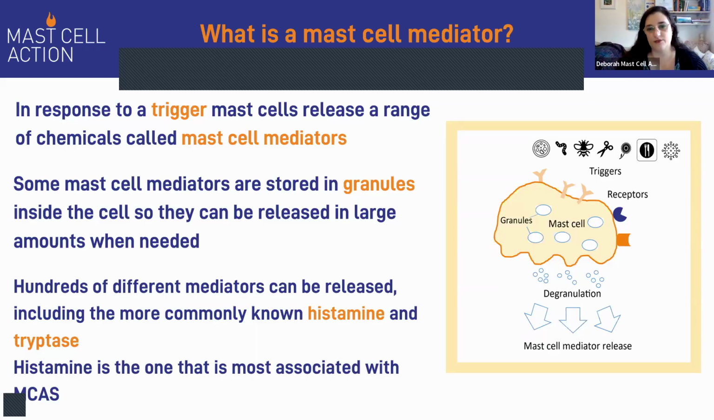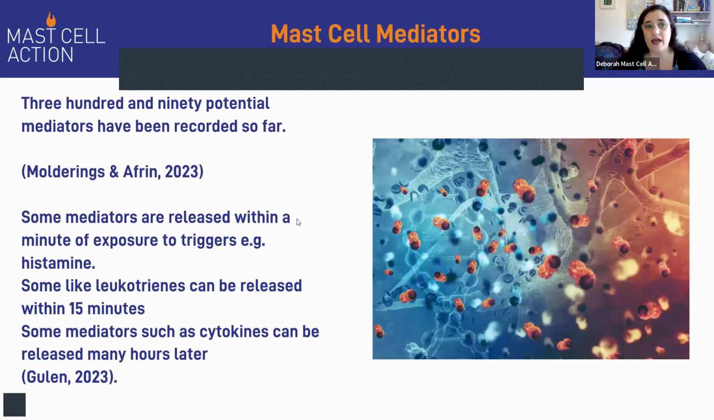And there are hundreds of different mediators that mast cells can release. The best known one is probably histamine. Everybody's heard of histamine because it's what gives you an itchy nose in the spring and summer. But also tryptase is one that a lot of doctors have heard of. They're the two that are most commonly known, and people with MCAS quite often have a lot of trouble with histamine. But there are potentially, well, at the moment, 390 mediators have been recorded in research so far, but that number is constantly going up.